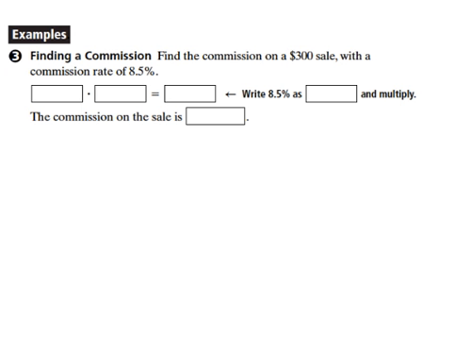Finding a commission, example 3. Find the commission on a $300 sale with a commission rate of 8.5%. Some people just earn commission. That means they don't make any money unless they sell something, and then they just earn a percent of that sale. We're going to find 8.5% of $300. So we change 8.5 into a decimal, so 0.085, and multiply that by 300. That is 25.5. The commission on the sales is $25.50.